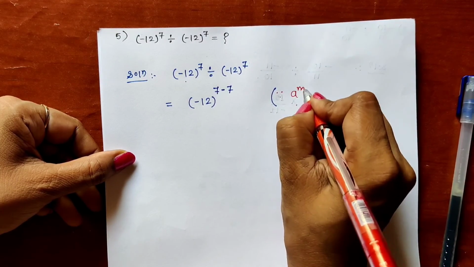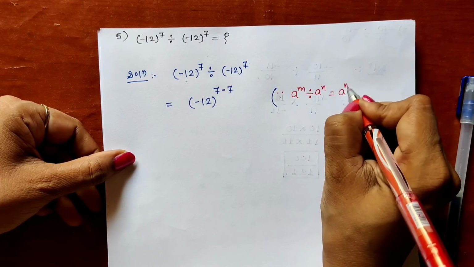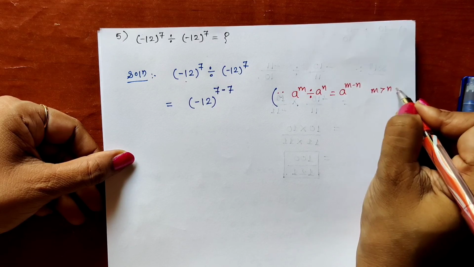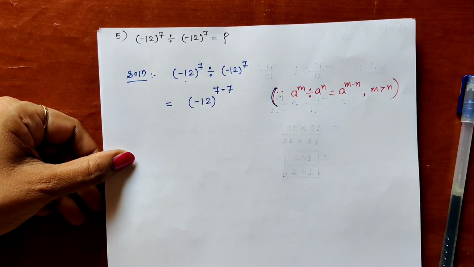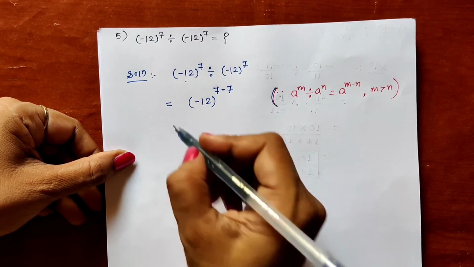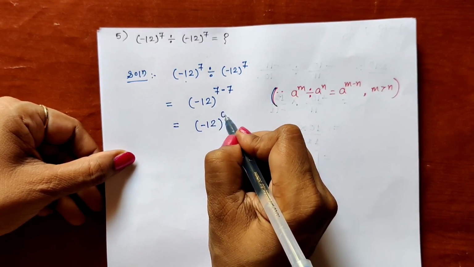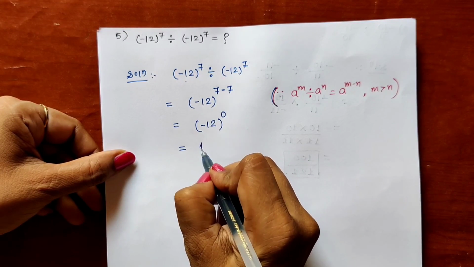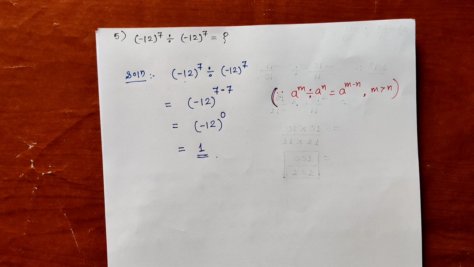A raised to m divided by a raised to n will be equal to a raised to m minus n. The condition is m should be bigger than n. So this rule we have to write here. This is the rule of indices. So when there is division, we subtract the indices. So what do we get? Minus 12 raised to 7 minus 7, which is 0. And any number when the index is 0, what is the answer? Answer is 1. So in this way, you can complete your test.